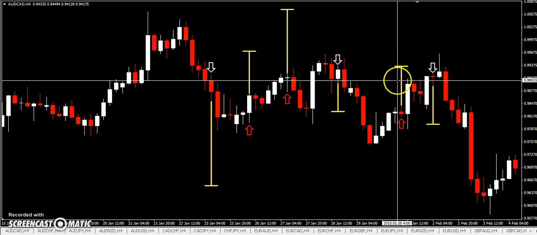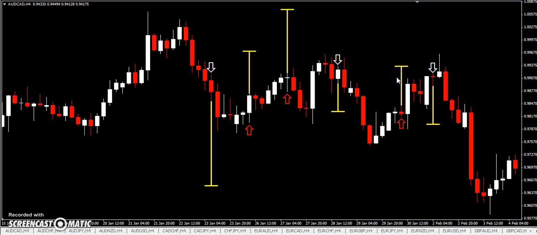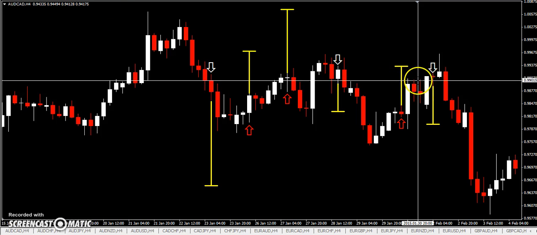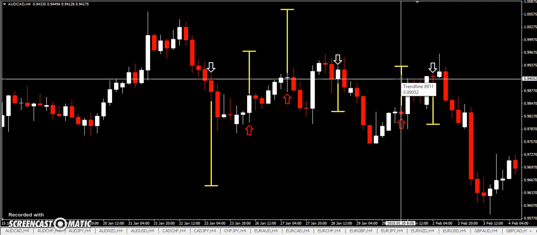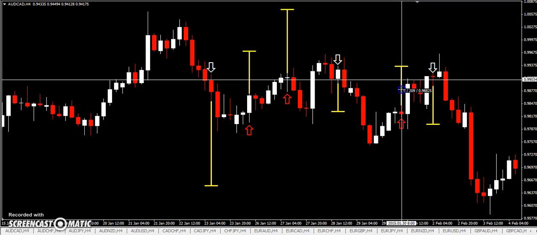Support and resistance. About there. Oops, sorry. Let's just try that again. So we've got support and resistance, about there, I think. Yeah, somewhere around there. Okay. So take it back to the close, 70 odd pips.